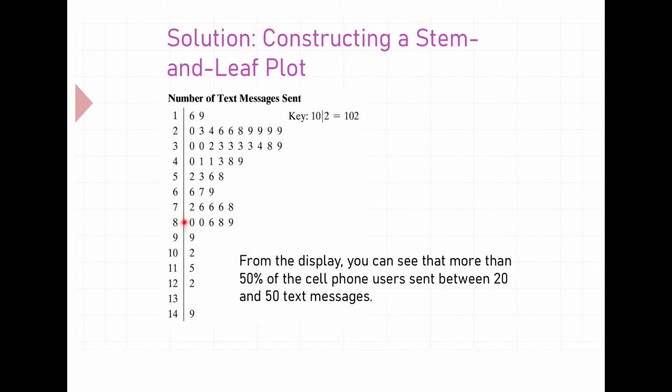And this just gives us a good idea here. We can see that more than 50% of cell phone users sent between 20 and 50 texts. So if we go from here to here and count those values, we can see that comes out to about half of the data. So there's a lot of observations here that we could make with the data that tells me something about the underlying numbers that we had, which before were just in a big spreadsheet.